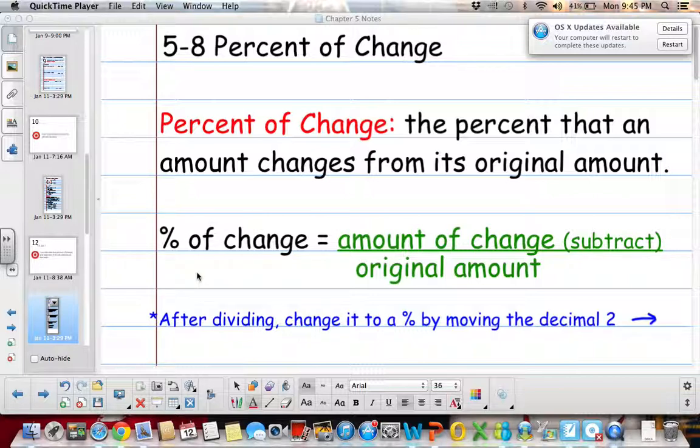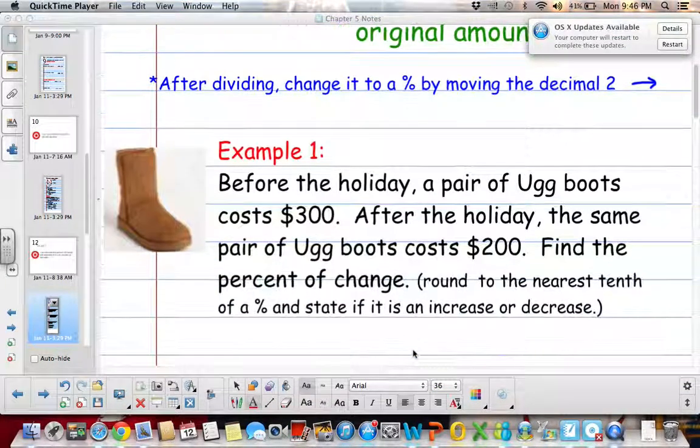So this is how we find the percent of change. We take the amount of change, and we subtract it. So we find how much it is changing, and then we divide it by the original amount. And then whatever that is, we have to convert it to a percent by moving the decimal over to the right two. So let's do a couple of problems.